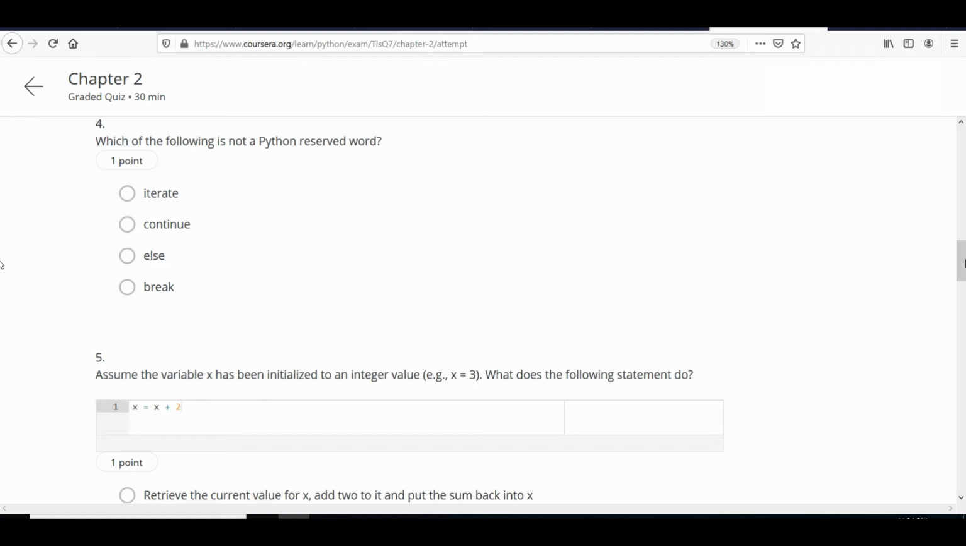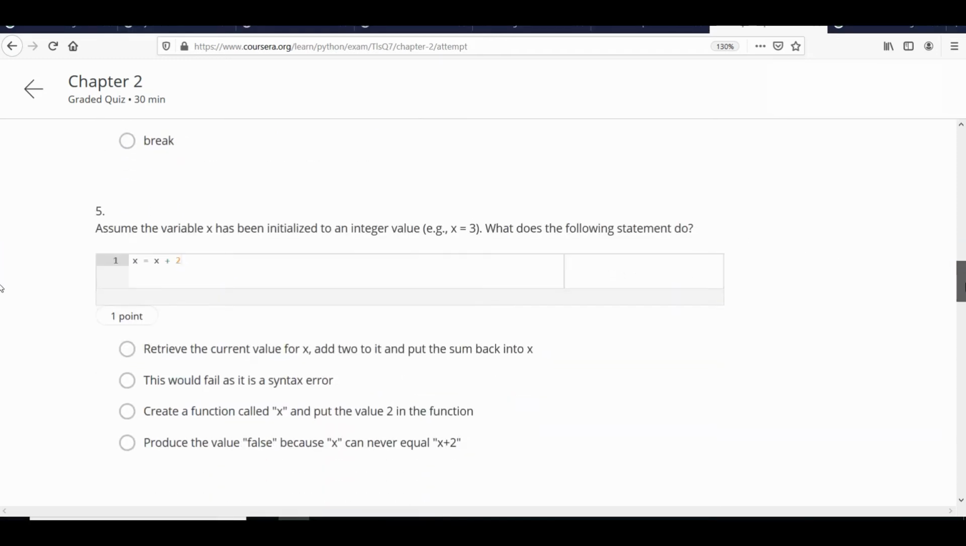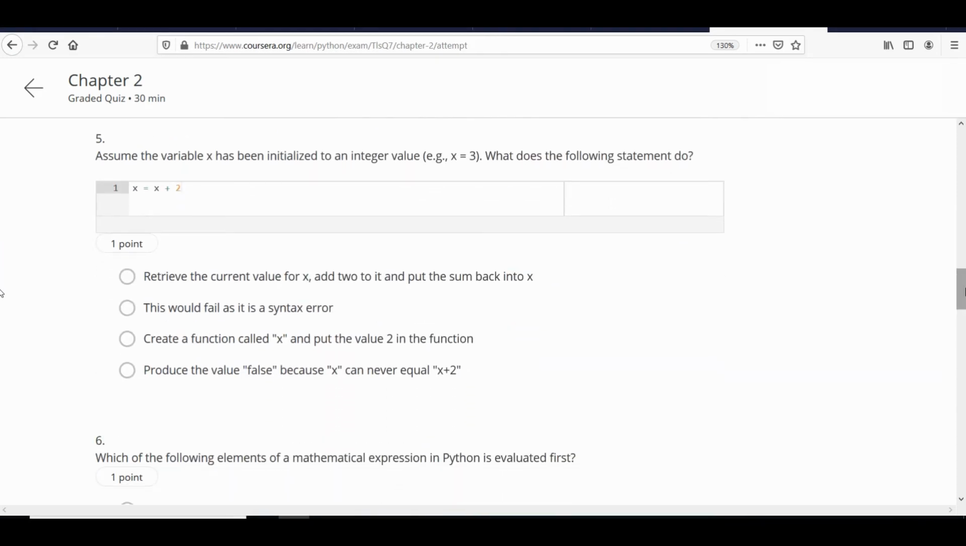Question 4. Which of the following is not a Python reserved word? Iterate is not a reserved word. Question 5. Assume that the variable x has been initialized to an integer value. For example, x equals 3. What does the following statement do? X equals x plus 2. It would retrieve the current value for x, add 2 to it, and put the sum back into x, so it's this one.